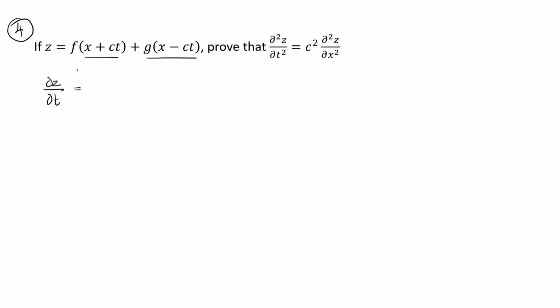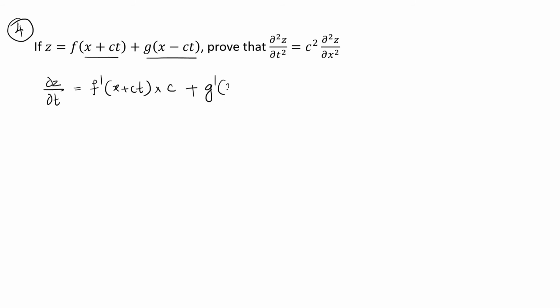We need to find dou z by dou t. That is equal to, we don't know what the function f of x plus ct is. Therefore, we will write simply f dash of x plus ct into derivative of x plus ct with respect to t. Derivative of x is 0 and derivative of ct is c. Okay. Plus, again, derivative of g, we don't know what g is.